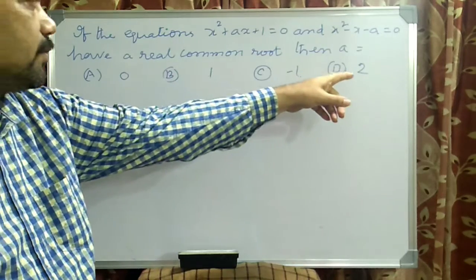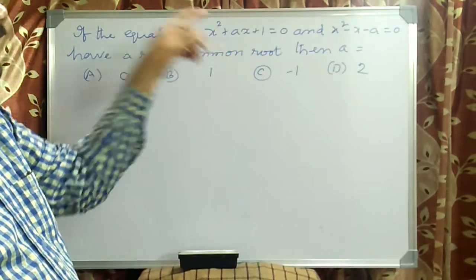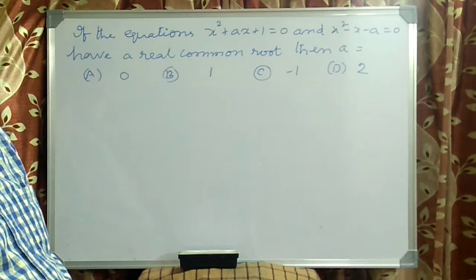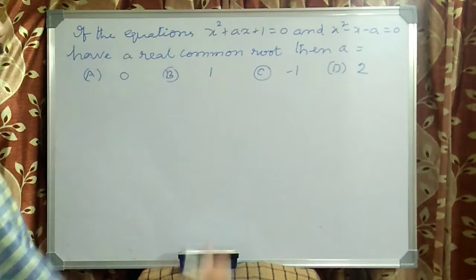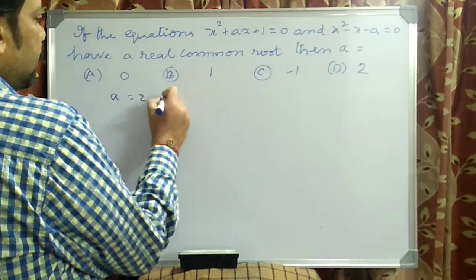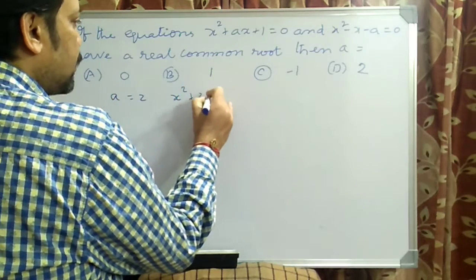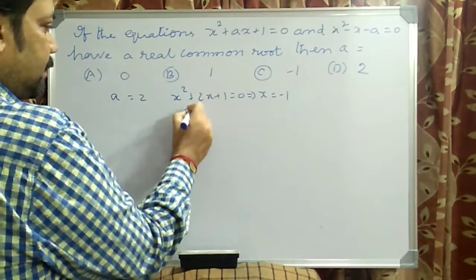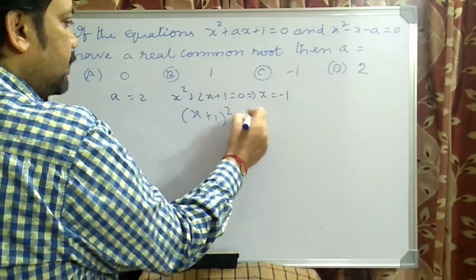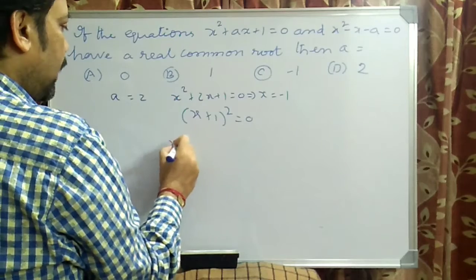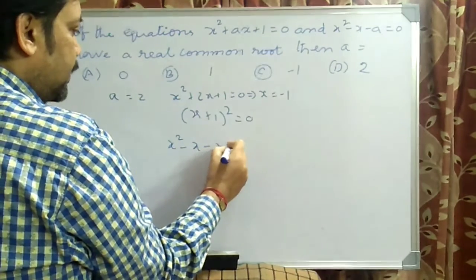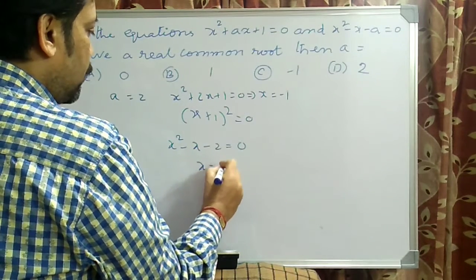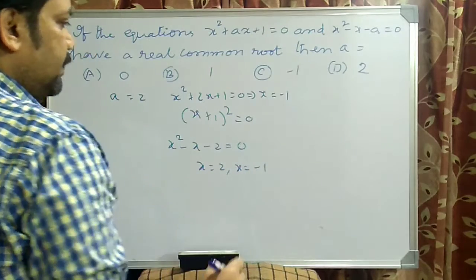And if I put a is equal to 2, I am having x square plus 2x plus 1 is equal to 0, which is x plus 1 whole square. That implies x is equal to minus 1. The second equation becomes x square minus x minus 2 is equal to 0. Here I have got two values, x is equal to 2 and x is equal to minus 1.